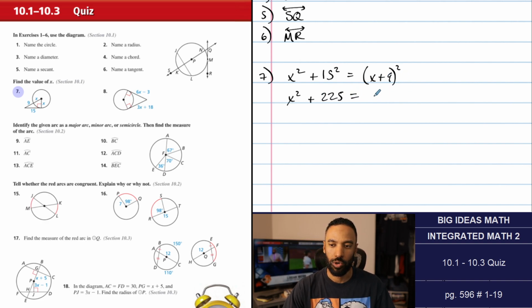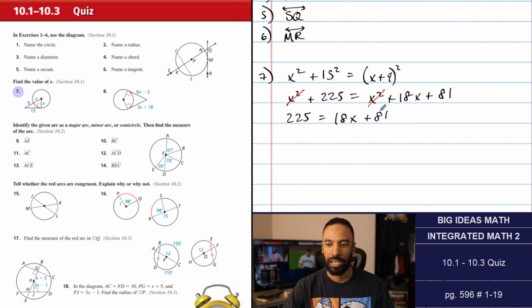And x plus 9 quantity squared expands to x squared plus 18x plus 81, something you'd have to remember from your perfect trinomial expansion. The x squareds can cancel as terms because they both subtract from both sides. And I don't always love to use the word cancel, but it's fine here if you understand what's happening. And I'll subtract 81 from both sides, and I get 144.